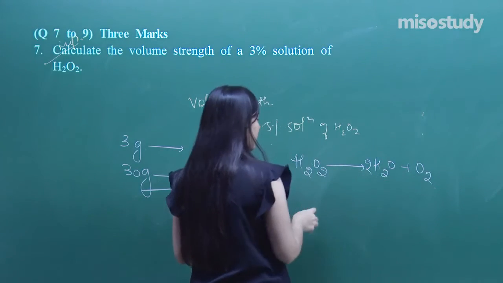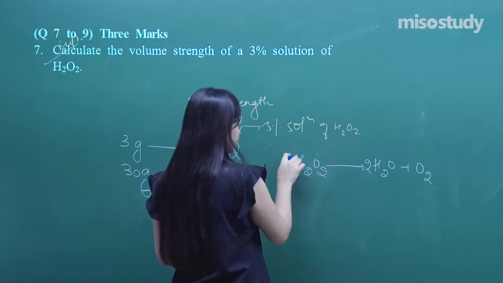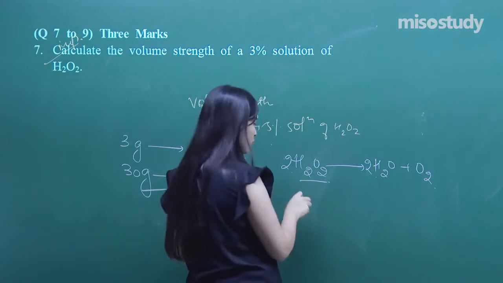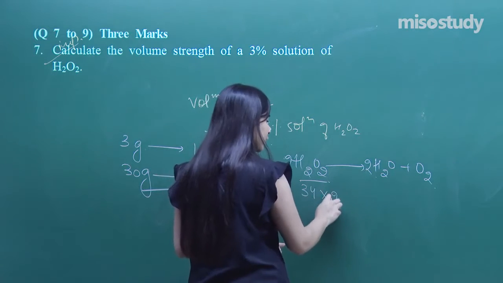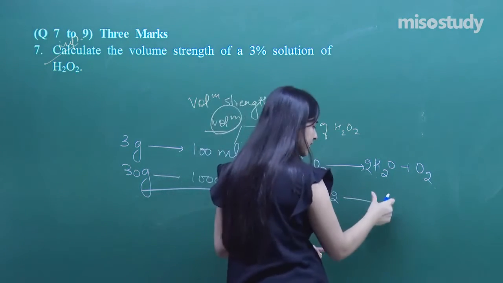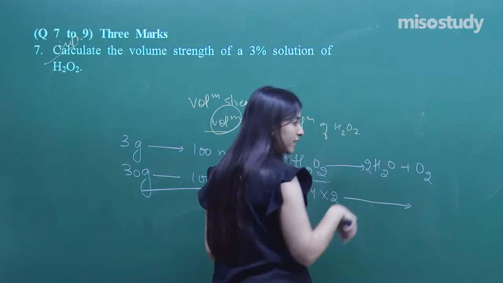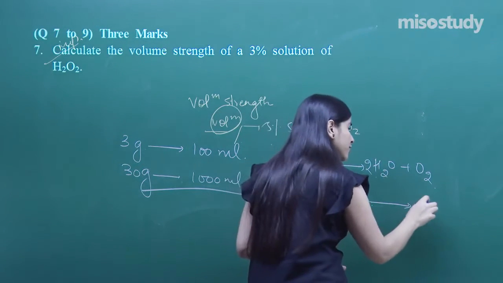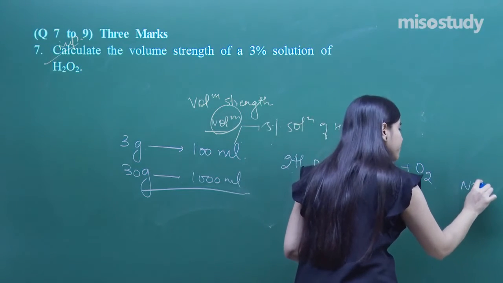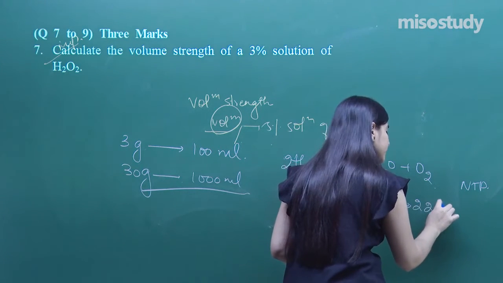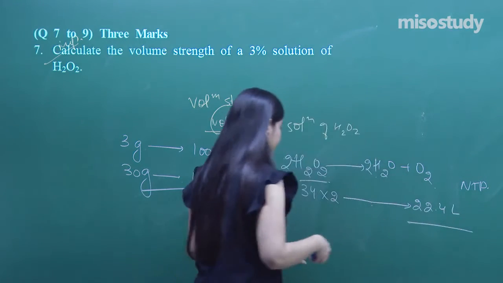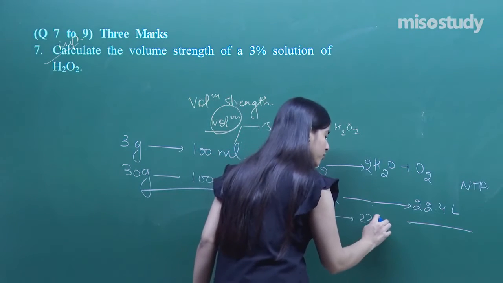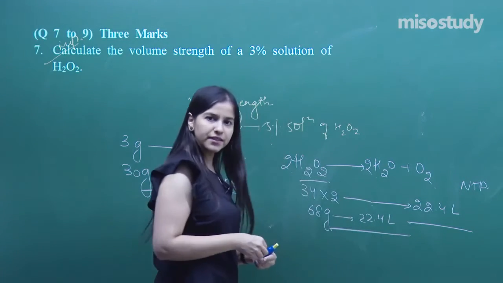Fine. Balancing it out, right? So here, what is the molar mass of H2O2? We know this, it is 34 into 2. It will be giving how much oxygen? See, it is 1 liter, 1 mole, and that 1 mole, if I talk about at NTP, is 22.4 liters. So basically 68 grams will correspond to 22.4 liters.